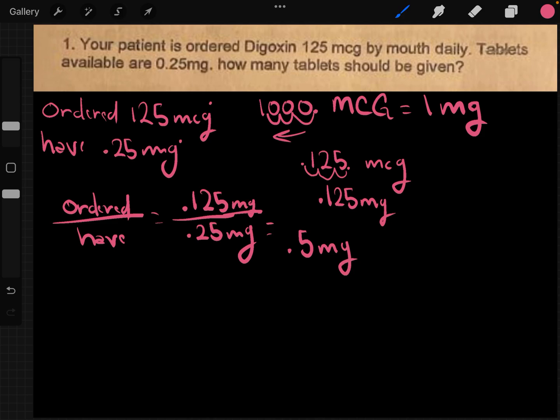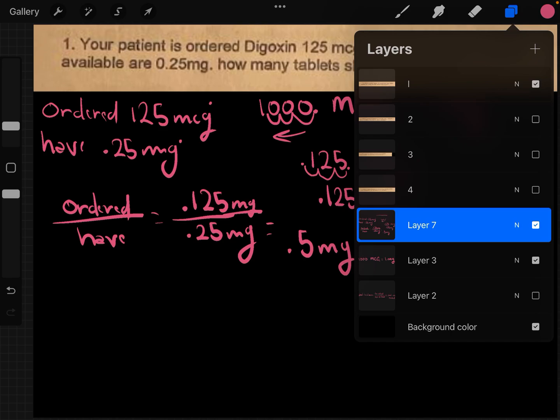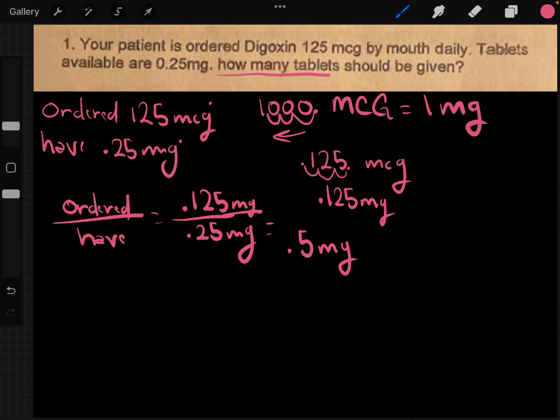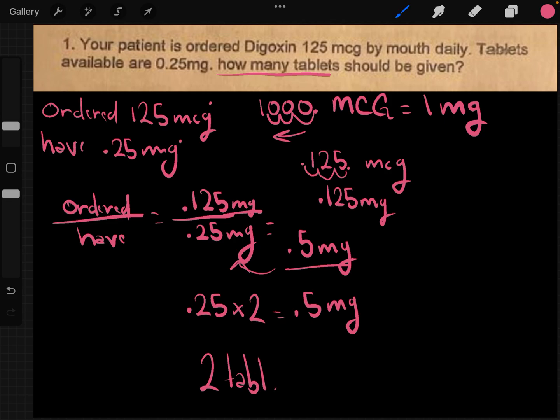So now we have to figure out how many tablets should actually be given. So right now we have 0.5. So since they're given in 0.25 tablets, 0.5 is double 0.25. So 0.25 times 2 is equal to our 0.5 milligrams, which means we have to give 2 tablets.